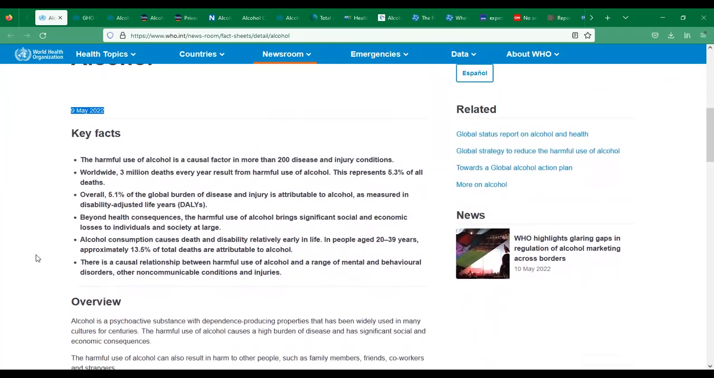So what they have: the harmful use of alcohol is a causal factor in more than 200 disease and injury conditions. Worldwide, 3 million deaths every year result from harmful use of alcohol. This represents 5.3% of all deaths. Overall, 5.1% of the global burden of disease and injury is attributable to alcohol, as measured in disability adjusted life years.